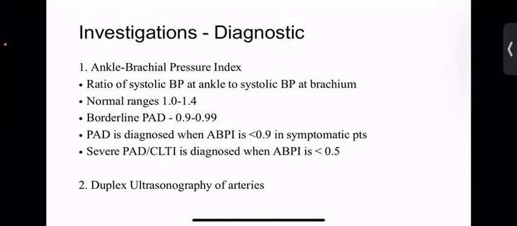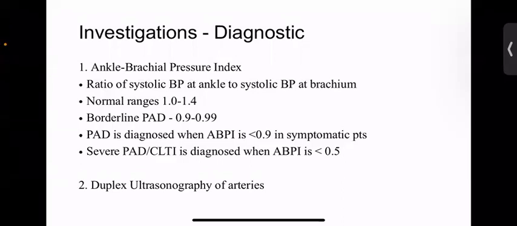To make a diagnosis, we have diagnostic investigations that we use, mainly the ankle brachial pressure index, which is a ratio of the higher systolic BP measured at the ankle to the systolic BP at the brachium. Normal physiologic ranges are considered to be between 1.0 and 1.4. When we have values between 0.9 and 0.99, this is termed borderline peripheral artery disease.